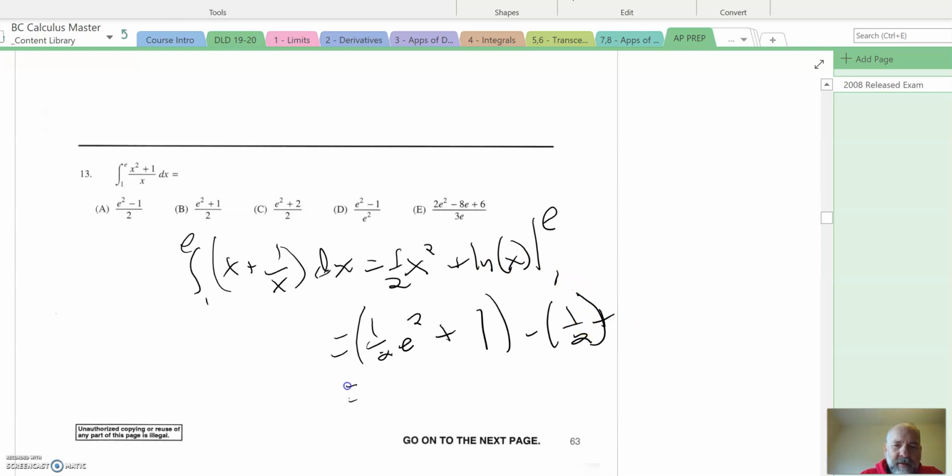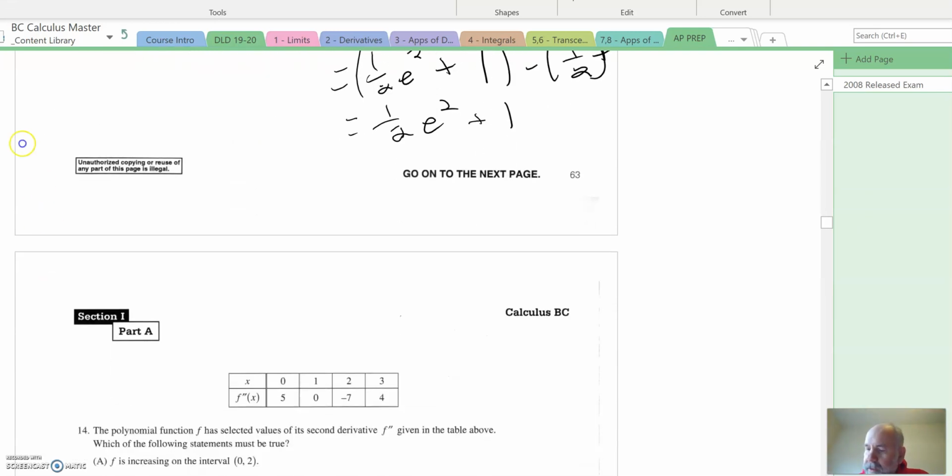So I've got 1/2 e squared, sorry about that notation there, plus 1 minus 1/2 plus 1. It's got to be common denominator, right? So common denominator of 2, and that'd be e squared, that'd be 2 over 2. So e squared plus 2 over 2. Yeah, there you go. Okay, next one.